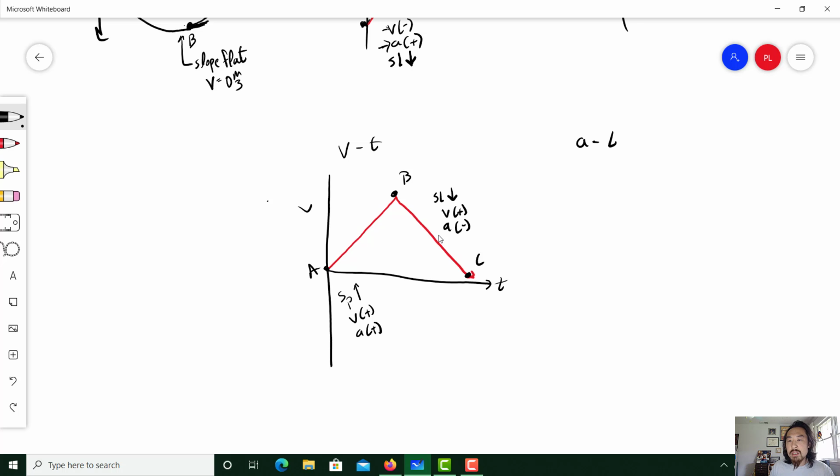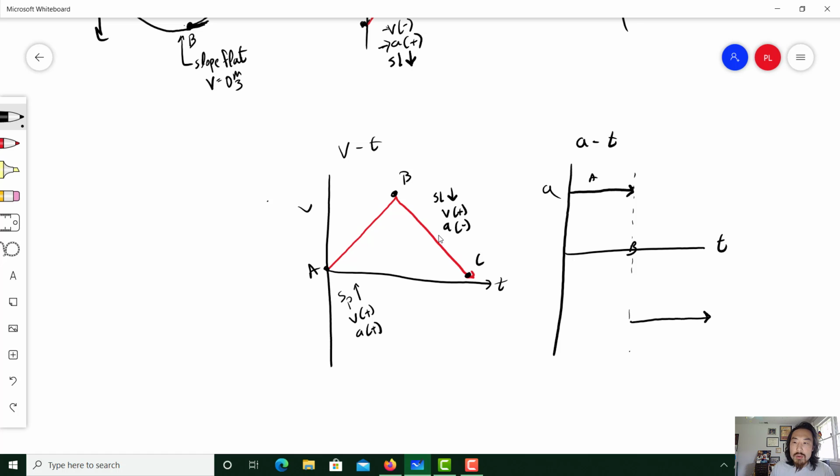So if I were to translate this to an acceleration versus time graph, we will get something like this. Okay, we will have something with a positive acceleration. So this is A, right? And then at time interval B, things change. We jump to a negative acceleration. Isn't that cool?